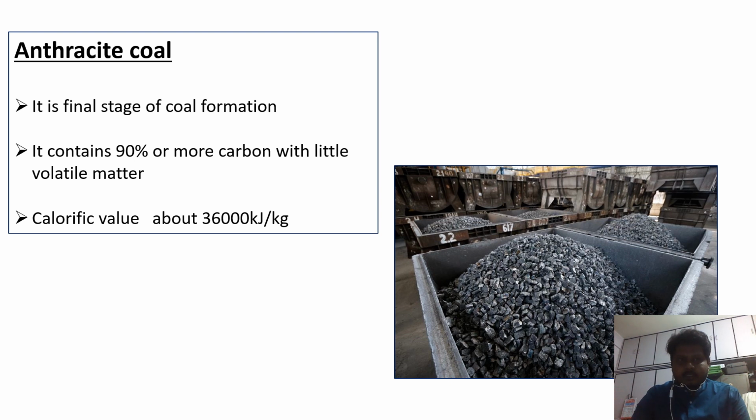The other type of coal is anthracite coal. It is the final stage of coal formation, which is the generally used coal because it has carbon content of about 90% and little volatile matter. If you observe the calorific value, it has 36,000 kilojoules per kg, which means when we burn 1 kg of the anthracite coal, it can generate 36,000 kilojoules energy.